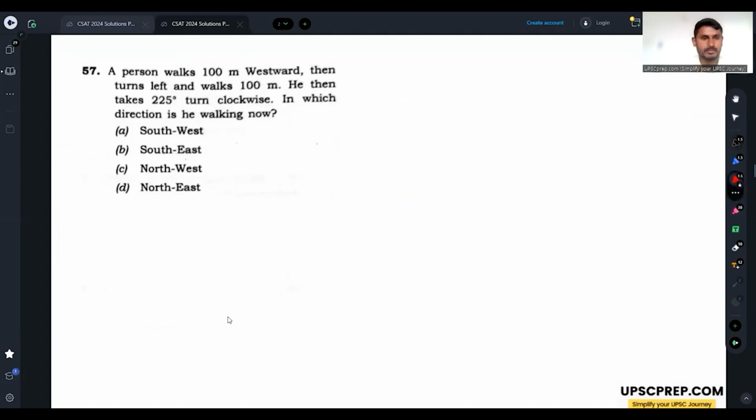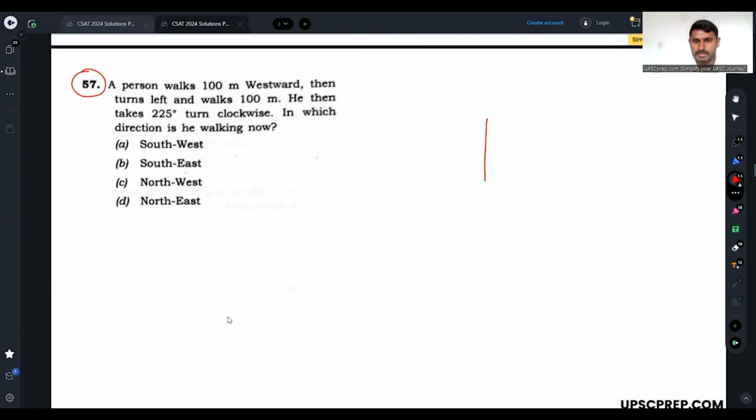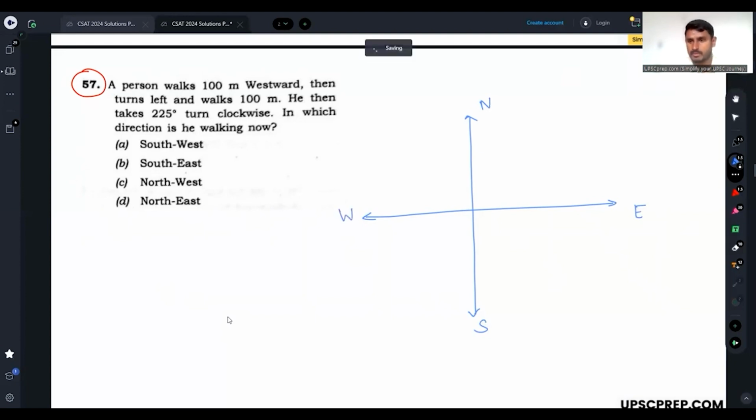57th. A person walks 100 meters westward. Again, a direction sense question, so I will draw the direction diagram. North, south, east, west. Okay. What is happening? A person walks 100 meters westwards. So the person is walking 100 meters westwards, that is, till here. Let's say this is 100.